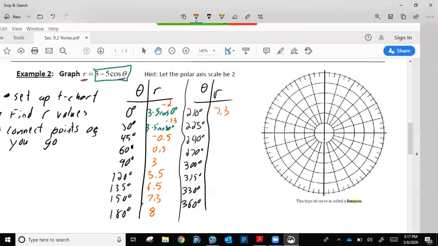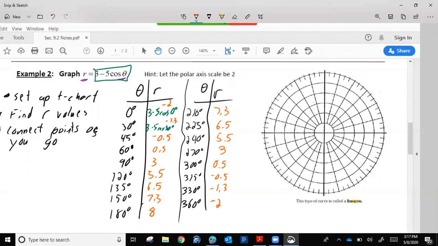210 is 7.3. 225 is 6.5. 240 is 5.5. 270 degrees is 3. 300 degrees is 0.5. 315 degrees is -0.5. 330 degrees is -1.3. And 360 is equivalent to 0. It's kind of back to the start. That's a -2. So those are all the radius values one at a time.